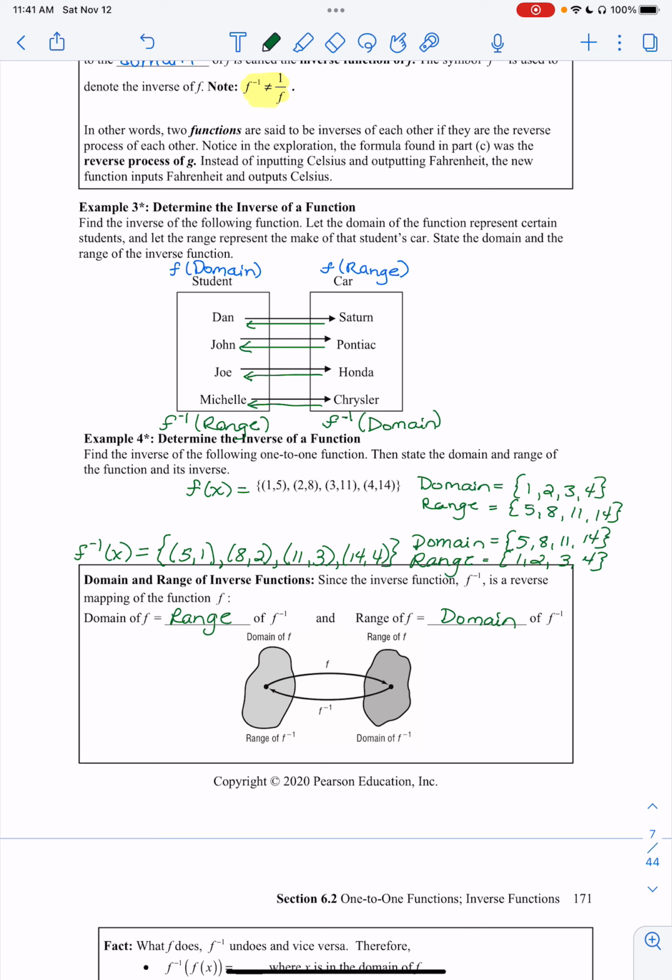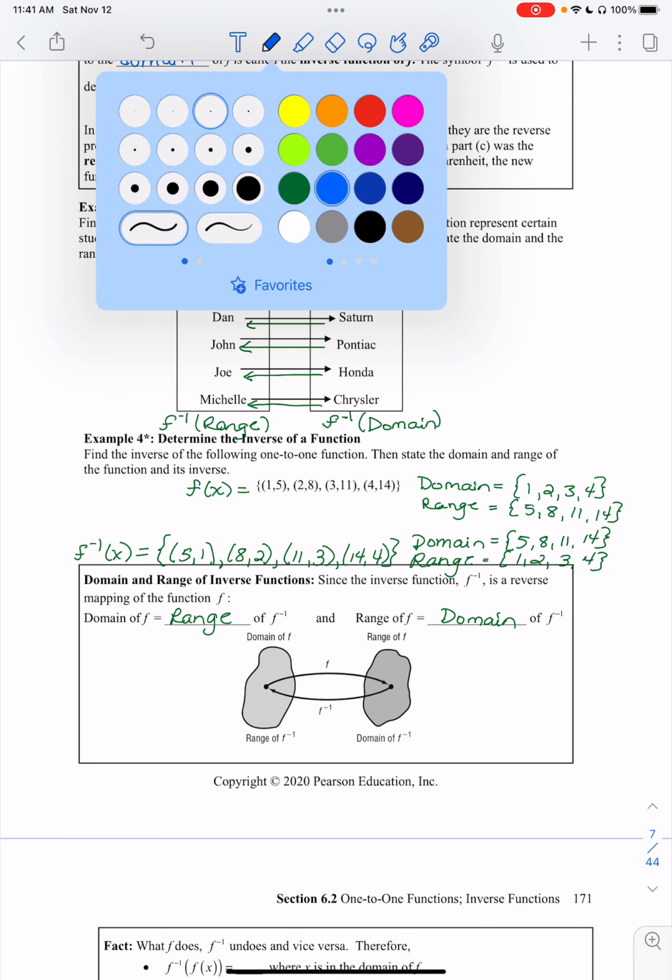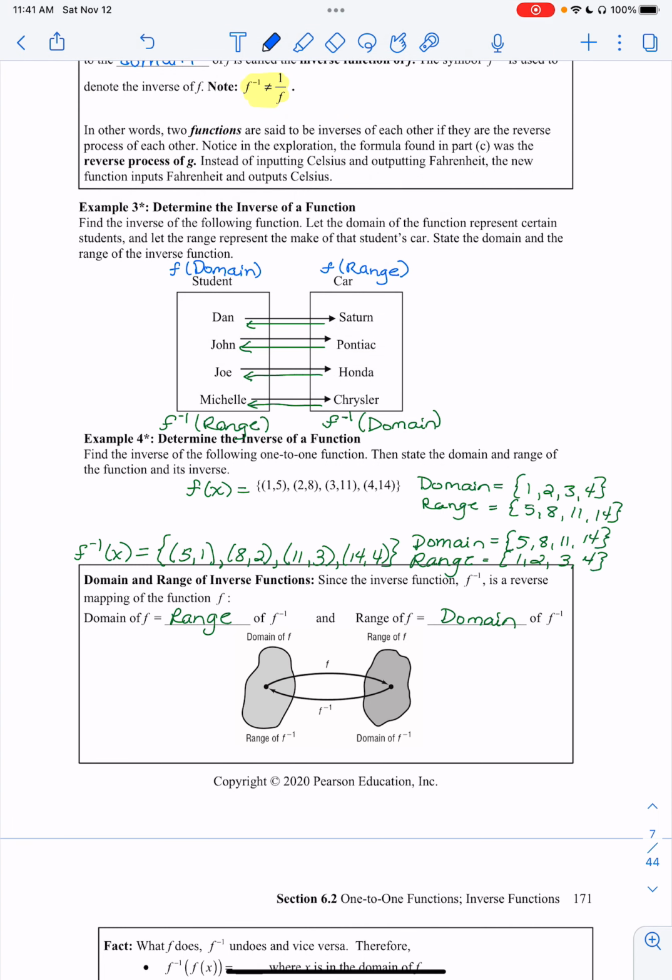This does explain why we want the functions to be one-to-one, and the only time that I can have an inverse function is when it's one-to-one. Because let's say if I come back up here, if I had more than one person, let's say Joe owned a Pontiac instead of owning a Honda, then if I looked at the Pontiac, I wouldn't be able to decide whether it's Joe or John. I would have two outputs for one input. So in order for us to have an inverse function, the initial function has to be one-to-one.